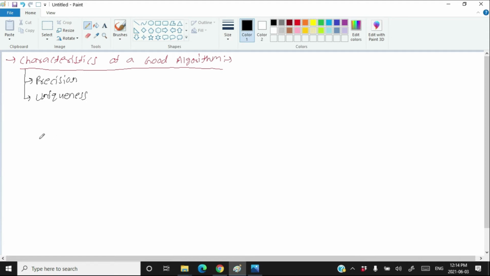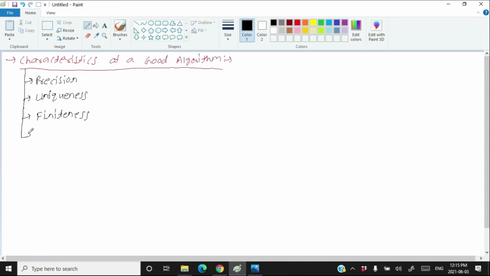The third characteristic of a good algorithm is finiteness. The algorithm should be finite. It must not repeat the steps endlessly. Yes, you can repeat the steps by using loops as we have seen in the earlier videos, but it should not repeat the steps endlessly for infinite time. Execution of steps should come to an end after a finite time.